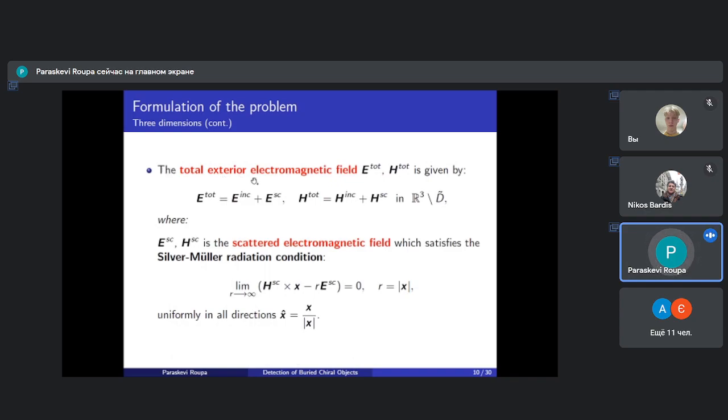The total exterior electromagnetic field is given by this summation. In fact, it is the summation of the corresponding incident field and the corresponding scattered field. The scattered electromagnetic field satisfies the Silver-Müller radiation condition of this form. As we can see, we have this limit, R tends to infinity, and the result is equal to 0. This condition holds in all directions, x hat.